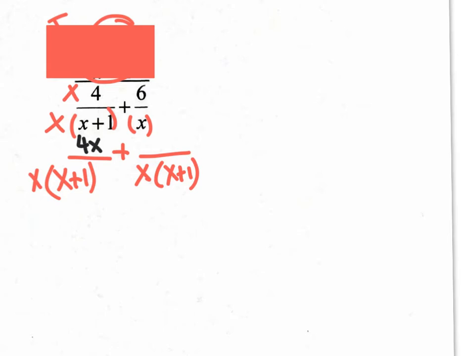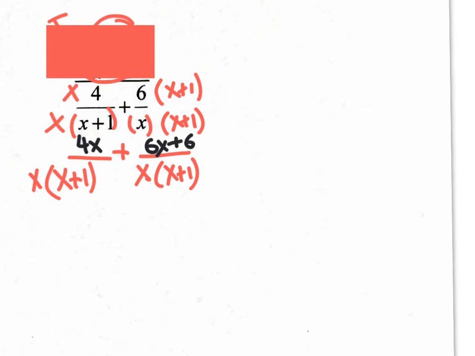Now the question is, how do you change this x to become x times x plus 1? Obviously, you're going to multiply both top and bottom by x plus 1. And of course, you're going to have to distribute 6 times x. That gives you 6x. And then 6 times 1, that gives you plus 6.